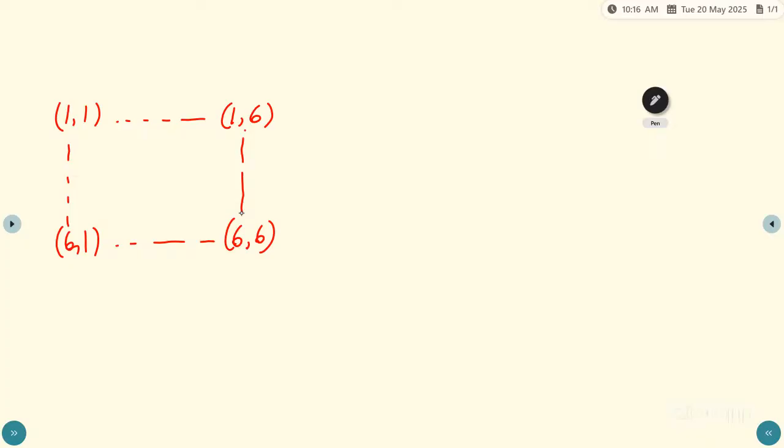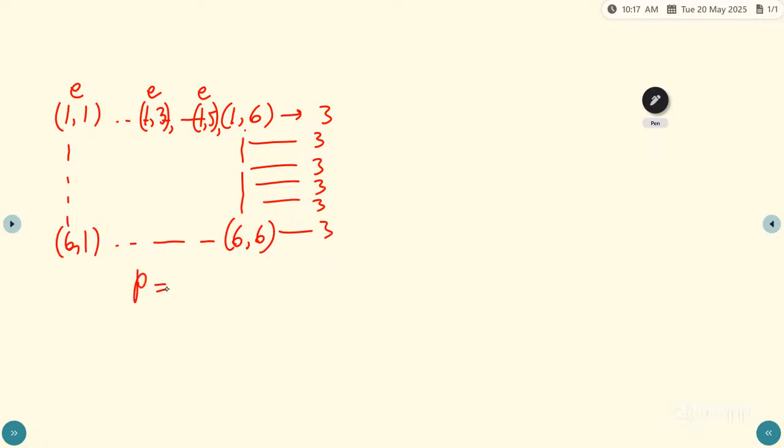Even sum. When will you get an even sum? For example, for the first row, 1, 1 is even or not? Next, 1, 3 will be even. Next, 1, 5 will be even. So for every row, you are getting 3. Again, for 2, 3, 4, 5, 6, you will get 3 even sums each. What about the required probability? 18 by 36.